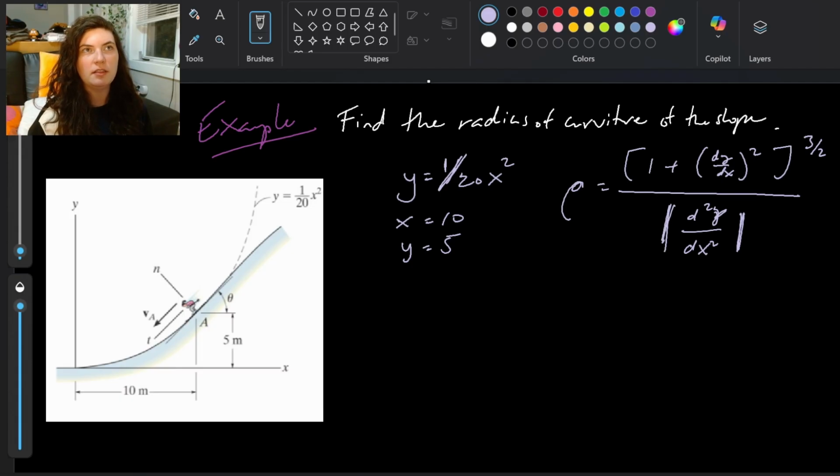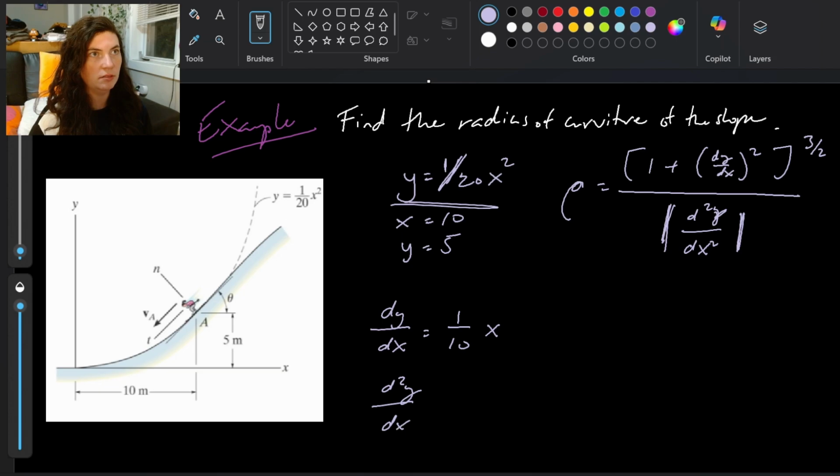So if I look here, the main ingredients that I'm going to need are those derivatives, right? I'm given the relationship between y and x. I need the derivative of y with respect to x. So if I take the derivative of y with respect to x, my function up here, I'm going to get 2 over 20, which I'll simplify to 1/10 times x. And then if I take my second derivative, the second derivative of 1/10 x is going to be just 1 over 10. It gets rid of that x when I take that derivative.